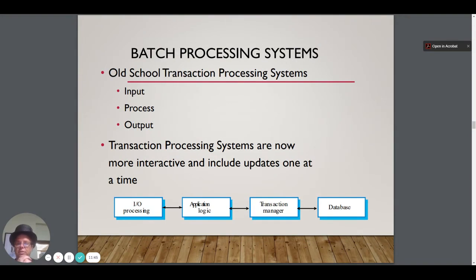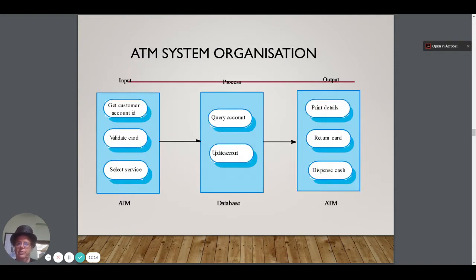Batch processing systems, these are old school transaction processing systems. And again, it goes to that thing that we learned in CS 150, input, process, and output. They're now more interactive and include updates one at a time, but generally they process things in batches, so in groups, like reconciling the inventory on a daily basis. So you have your input-output processing, application logic, transaction manager, and database included in the batch processing system.